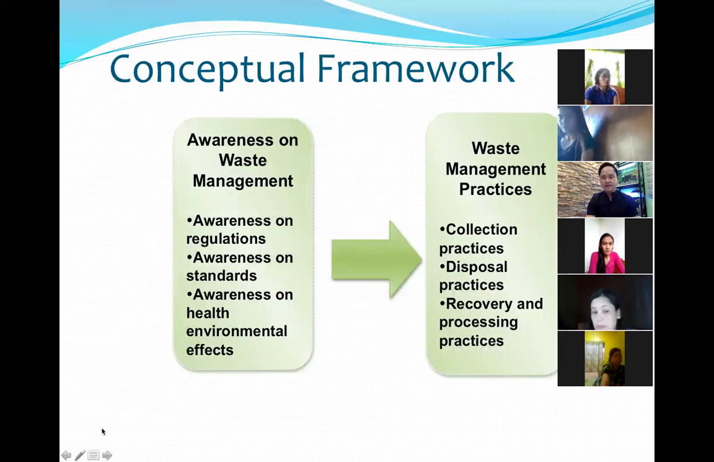And then this is followed by the conceptual framework, usually IV-DV. Here is an example. Maybe we can put here blended learning approach, and then academic achievement. Another example is awareness on waste management. Then under that, upon reviewing the literature, there are sub-indicators. This is the main variable, and then there are sub-variables. One main variable, another main variable, and these are also sub-variables.